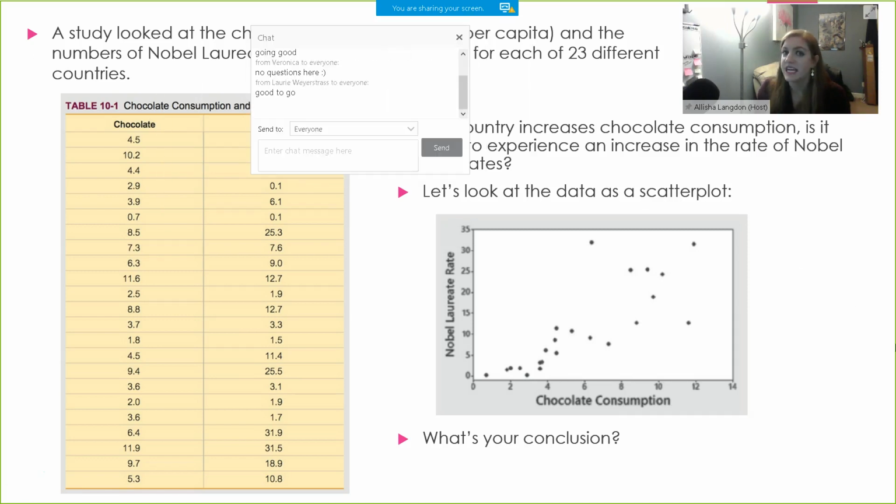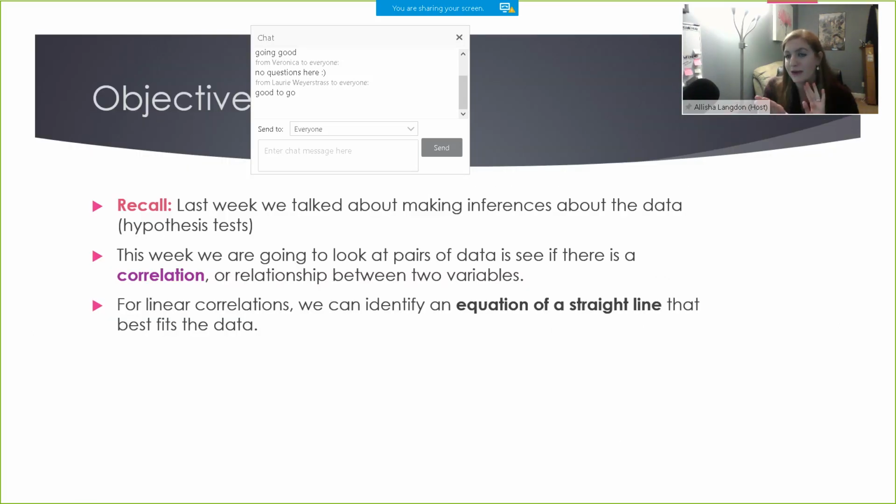Well, if we were to graph the data in what we call a scatter plot, notice that most of the data is pretty close and it kind of goes along a line, kind of in an upward fashion, meaning that as chocolate consumption increases, it looks like Nobel laureates increase as well. So can we draw that conclusion? Well, that's what we're going to study today. We're going to get into the nitty-gritty and look at, can we make a conclusion that these two are correlated somehow? And I'll talk about the difference between correlation and causation in a little bit so we know the difference between the two.